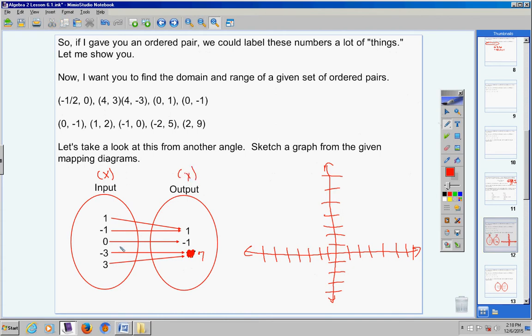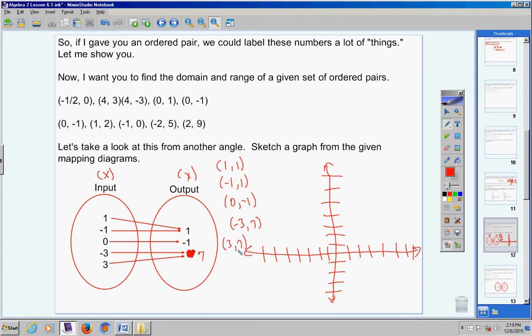So, you have an ordered pair of 1. When you put in 1, it gives you out 1. So 1 comma 1. Next, negative 1 gave you out a 1. So negative 1 comma 1. 0 gave you out negative 1. So 0 comma negative 1. Negative 3 gave you out 7. So negative 3 comma 7. And then 3 gave you out 7 also. So 3 comma 7 too.